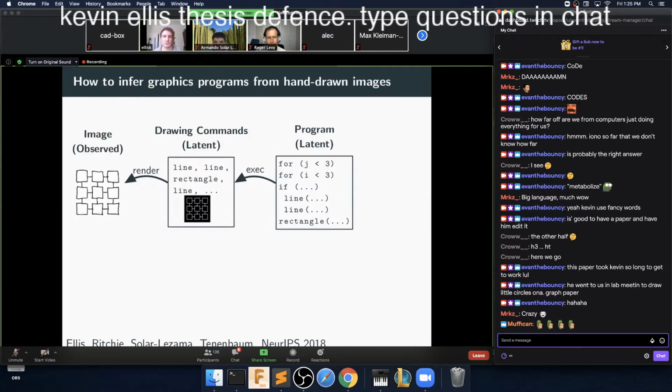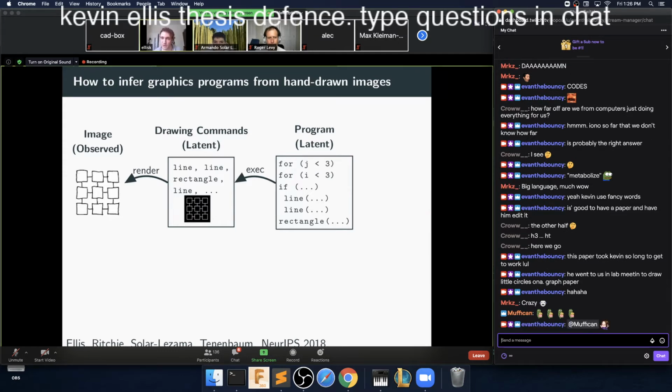So the way that this system works is as follows. We imagine that we see some image, and we want to infer a latent program, meaning a program that we don't get to see. Now that program, as an intermediate step, issues a sequence of drawing commands, which we also don't get to see. So we have a kind of 2-stage generative model where programs make drawing commands and drawing commands make pixels. That motivates a 2-phase inference pipeline, and that's exactly what we do.